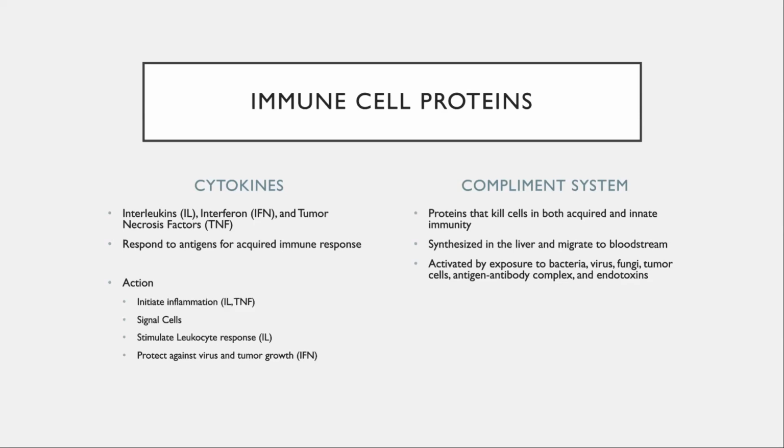The complement system is proteins that kill cells in both acquired and innate immunity. They're synthesized in the liver and they migrate to the bloodstream to where the infection may be. They're activated by exposure to bacteria, virus, fungi, tumor cells, antigen-antibody complexes, and endotoxins.